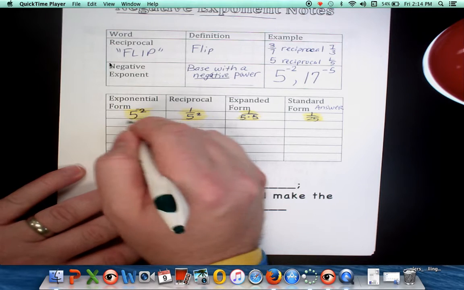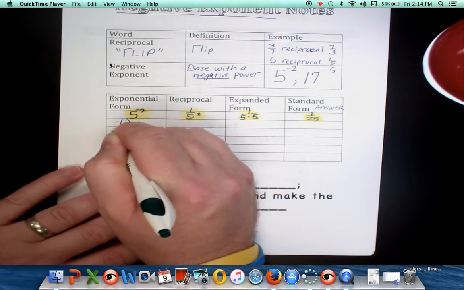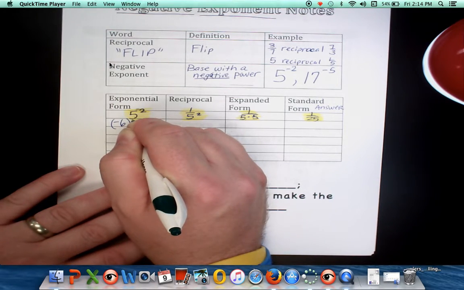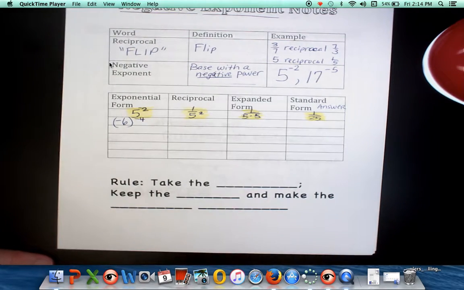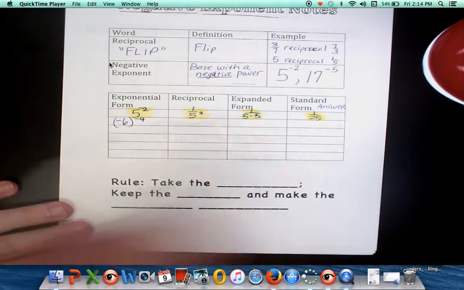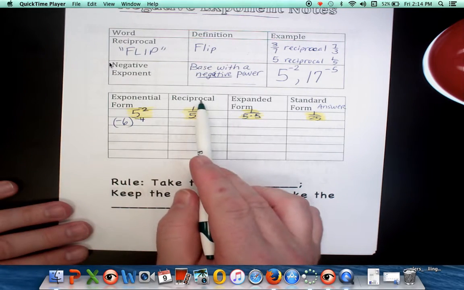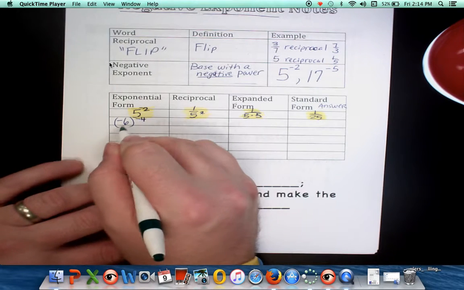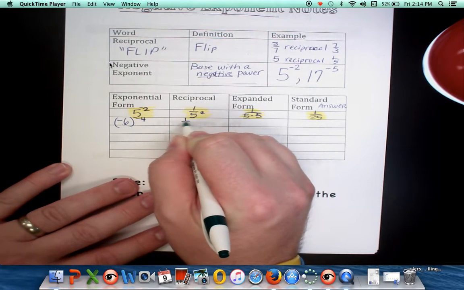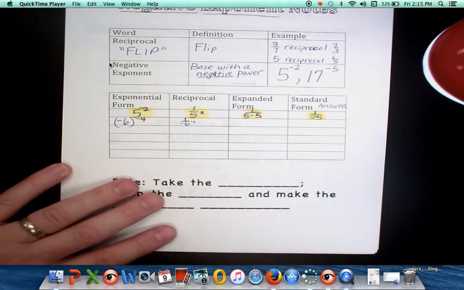Say I get one that is negative 6 to the negative 4th power. Okay? Negative 6 to the negative 4th power. Well, that negative tells me that I can't have that negative exponent. I need to get rid of the negative exponent. It's ugly. I need to change it. So I do what it says, reciprocal. So I just take the negative 6 and I flip it over. The exponent becomes positive 4.